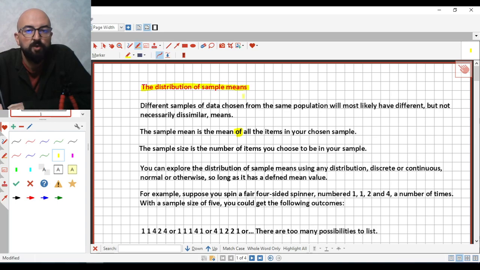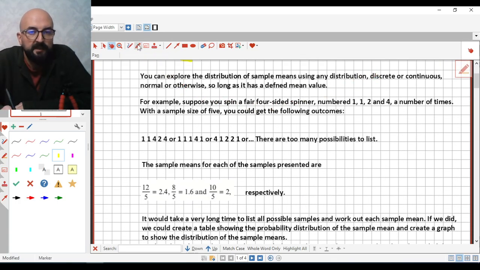The distribution of sample means. Different samples or data chosen from the same population will most likely have different, but not necessarily similar, means. The sample mean is the mean of all the items in your chosen sample. The sample size is the number of items you choose to be in your sample. You can explore the distribution of sample means using any distribution, discrete or continuous, normal or otherwise, so long as it has a defined mean value.